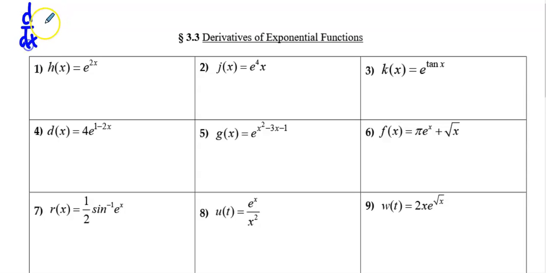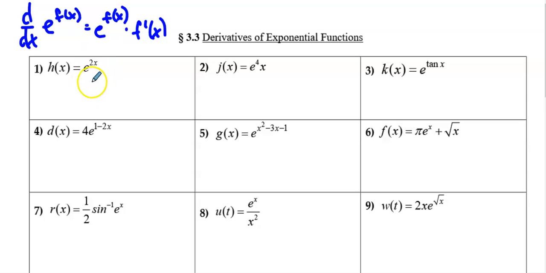Alright, so the derivative of e to any function is going to be equal to e to that function. So you just plop it right back down. You don't change it, you leave it alone, and then you're going to multiply by the derivative of the exponent of the function. That is it, ladies and gentlemen. That's all you do. It's actually so straightforward.